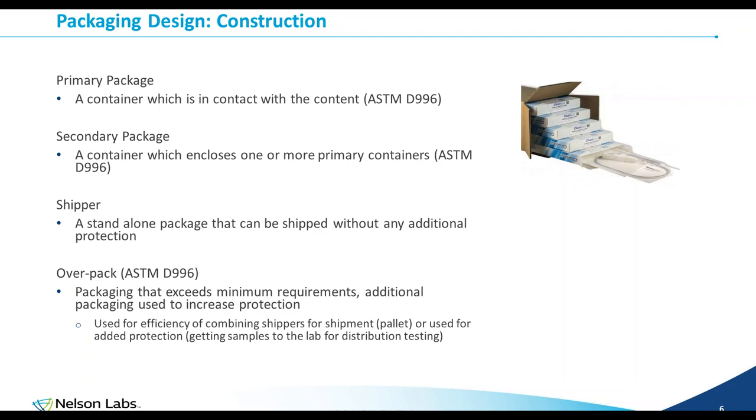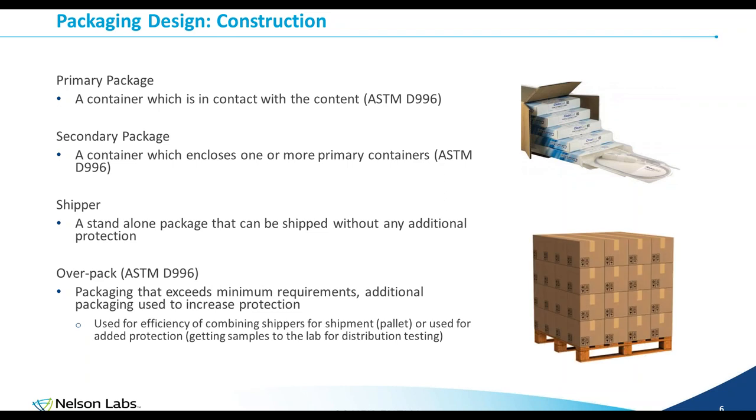So that is what UPS or FedEx or any kind of a distribution company can pick up and deliver without further protection. An overpack is any packaging that exceeds the minimum requirements. This could be a pallet, such as this picture. It could be a box with a bigger box that you put the smaller box in with bubble wrap around it. And it adds convenience, and sometimes it saves costs on shipping. This is considered an overpack.